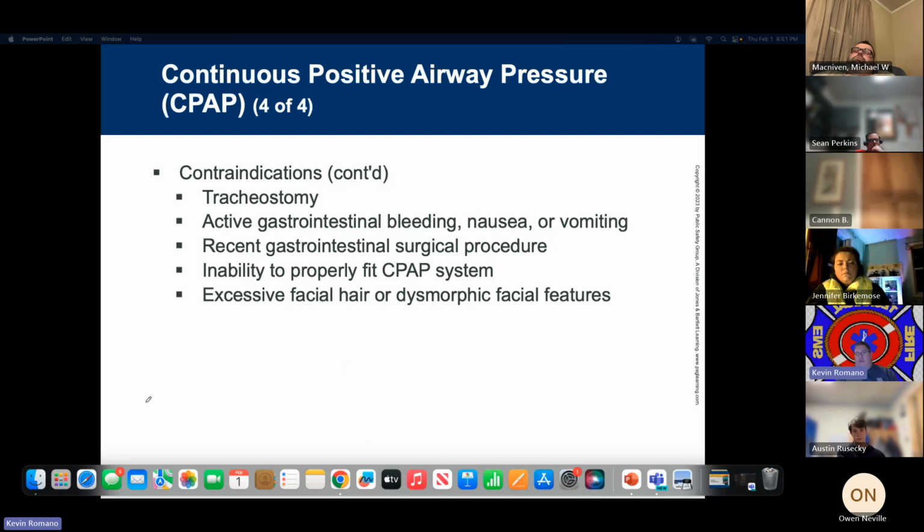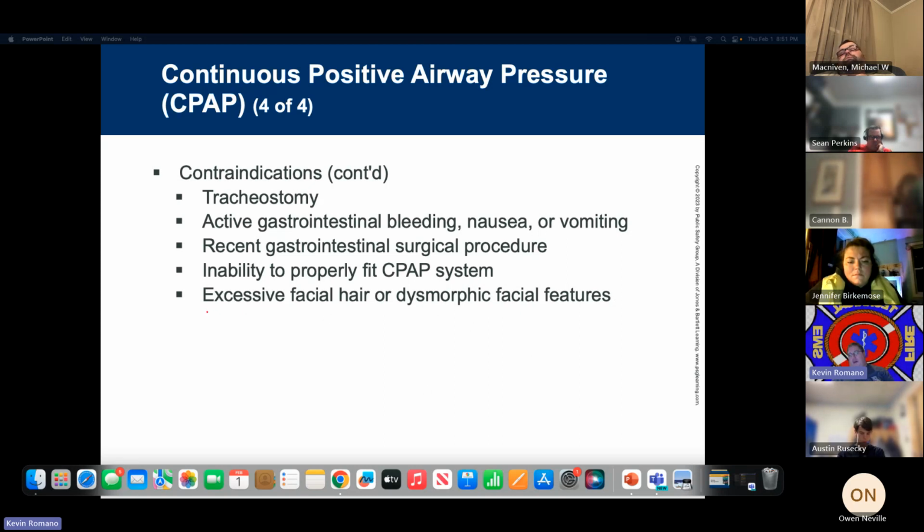If they have a trach, it's not going to work anyways. There's already a hole down there, right? So we can't use it for trachs. All right, if they have an active gastrointestinal bleed, nausea, or vomiting, why is that? It's just going to push all that stuff back down there, and also into the airway, right? Now we cause a chemical pneumonitis, which turns into a pneumonia, and the patient becomes very sick.